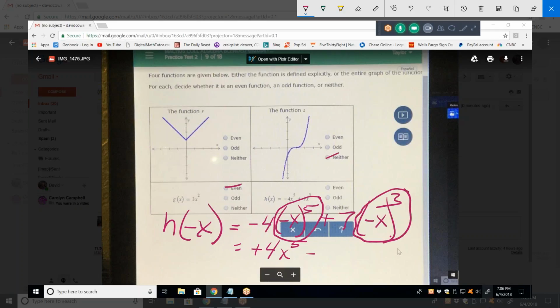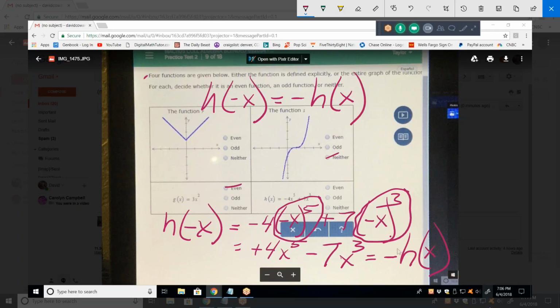So it would become minus 7x cubed. Well, it's certainly not even. In other words, h of minus x is not equal to h of x. But it is equal to negative h of x. That makes it odd. In other words, if h of negative x equals negative h of x, that is odd. That is the definition. It has to be that.